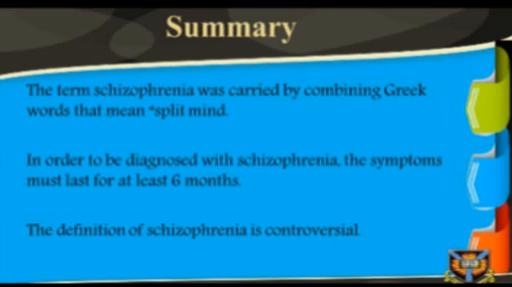Summary: The term schizophrenia was coined by combining Greek words that mean split mind. In order to be diagnosed with schizophrenia, the symptoms must last for at least 6 months. The definition of schizophrenia is controversial. A 2004 source defines schizophrenia as a psychotic disorder in which personal, social, and occupational functioning deteriorate as a result of strained perceptions, disturbed thought processes, unusual emotions, and motor abnormalities.